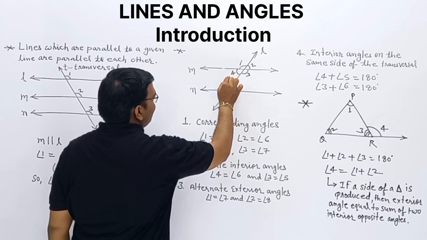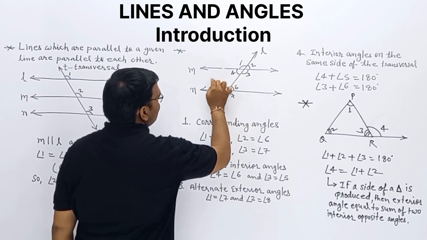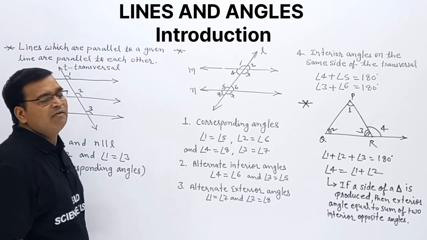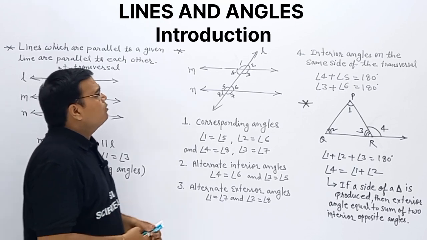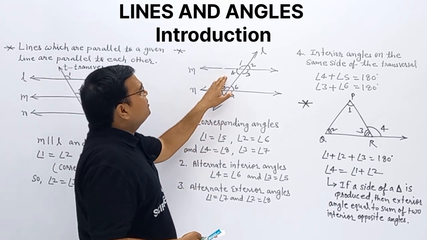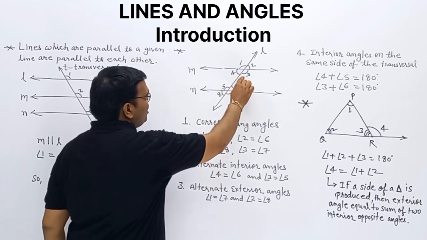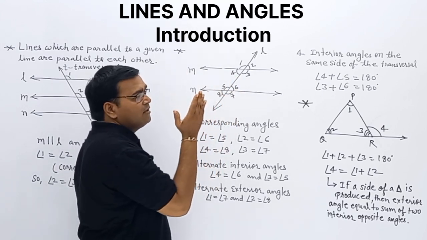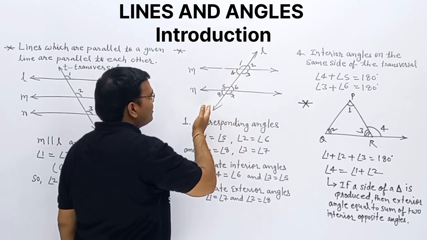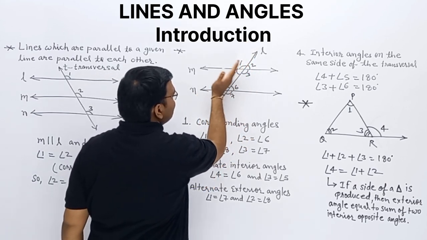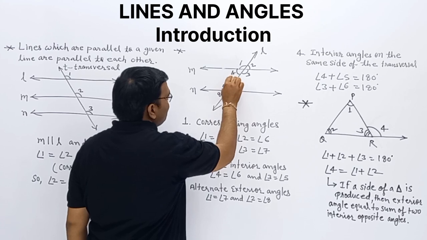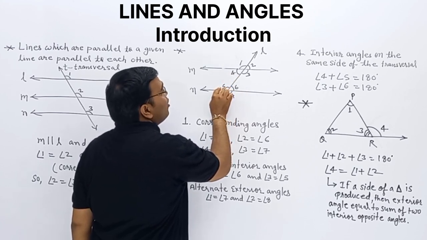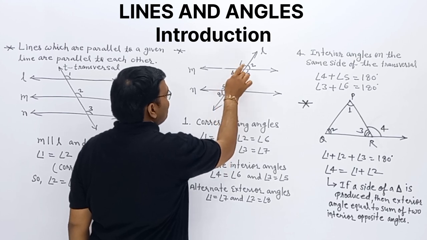Angle 3, angle 4, angle 5 and angle 6 are what? Interior angles. Four we have as interior angles and four we have as exterior angles. Now, interior angles on the same side: 3 and 6 are both interior angles on the same side. This is the transversal, its one side is this one and the other side is this one. So this and this are interior angles on the same side of this transversal.